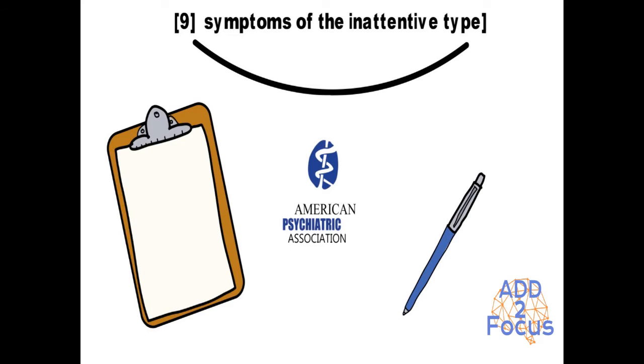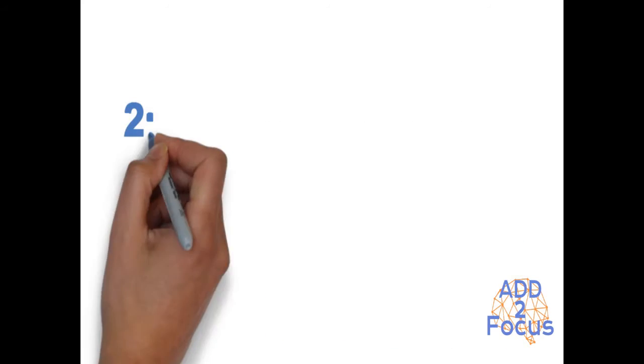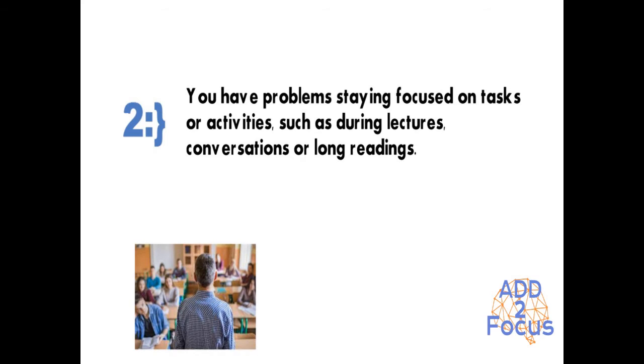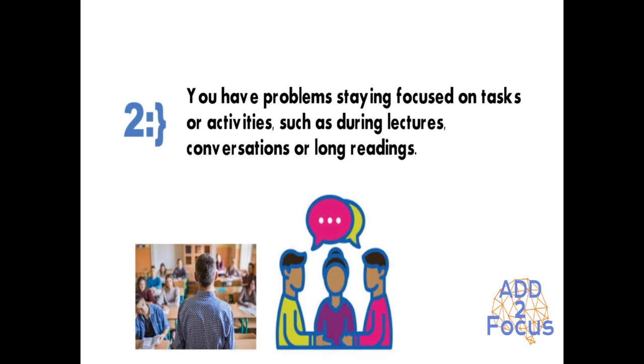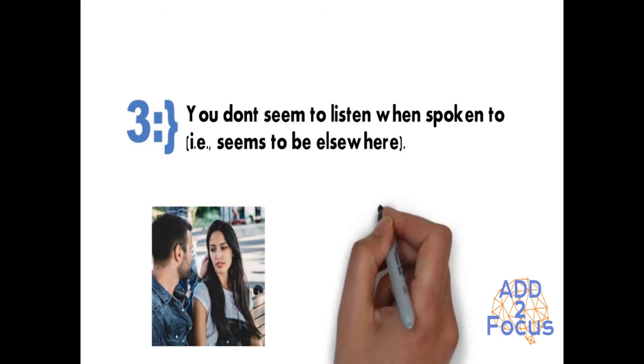Maybe have pen and paper ready so you can check them off and you don't forget how many of these symptoms you have. 1. You don't pay close attention to details or make careless mistakes in school or job tasks. 2. You have problems staying focused on tasks or activities, such as during lectures, conversations, or long readings. 3. You don't seem to listen when spoken to. You seem to be somewhere else, daydreaming, etc.